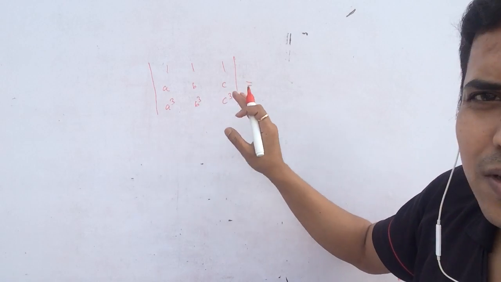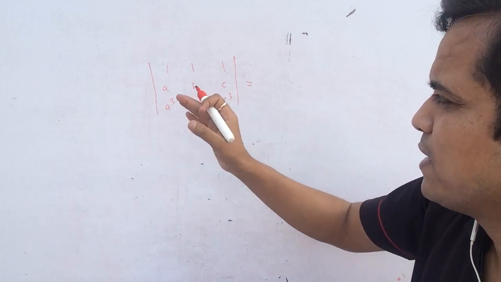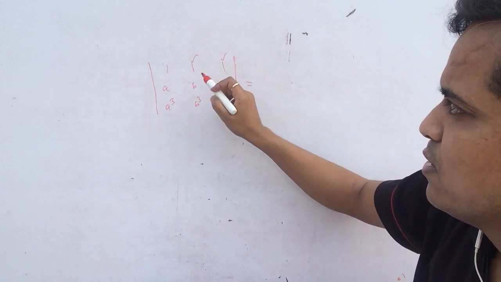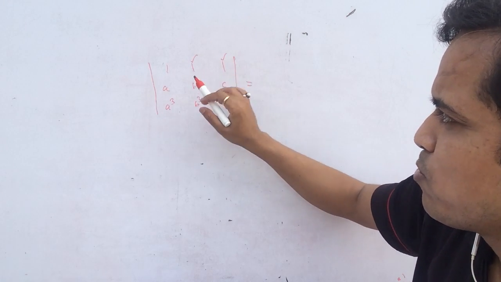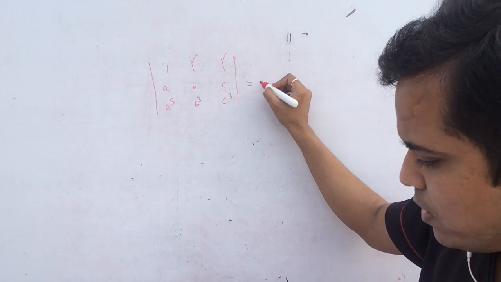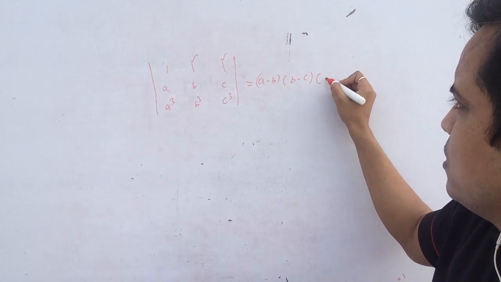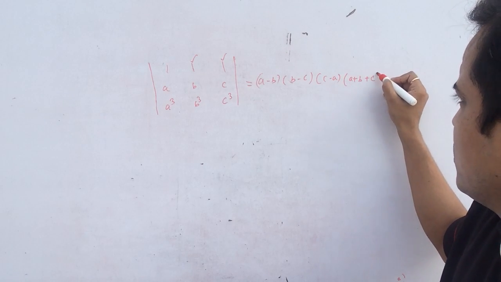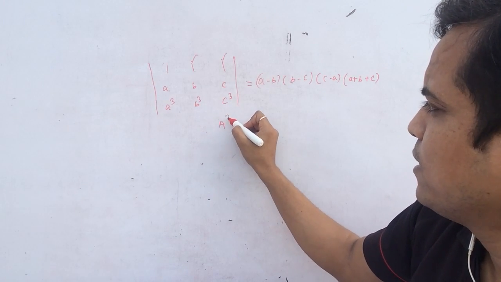When you solve this, after applying the same rule that I applied in the previous question, I have made this and this element 0. How? By applying the property R2 changes to R2 minus R1, and R3 changes to R3 minus R1. You will get a minus b, b minus c, c minus a, plus b plus c. Here you have to use the a cube minus b cube identity.